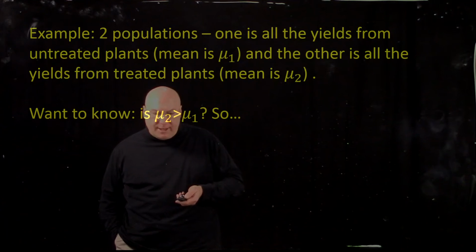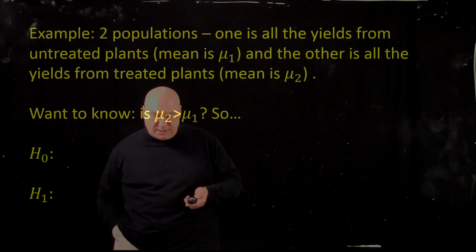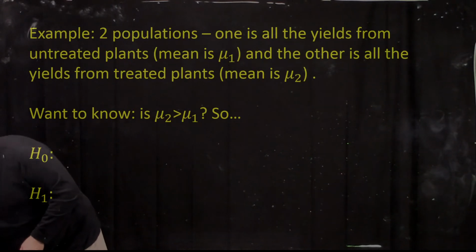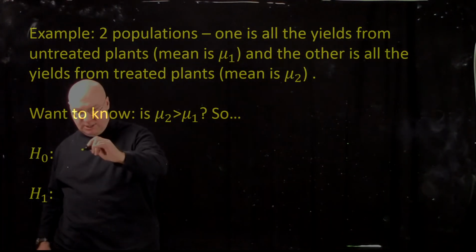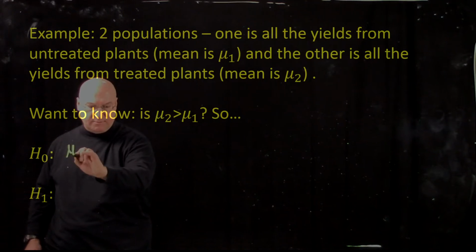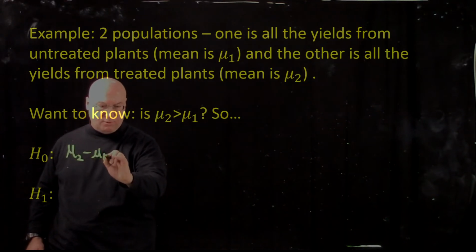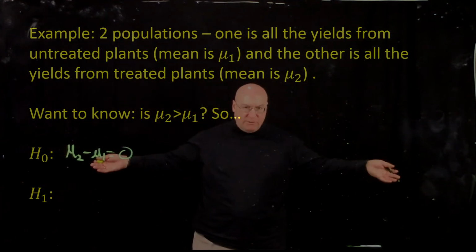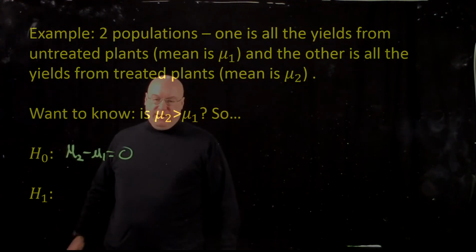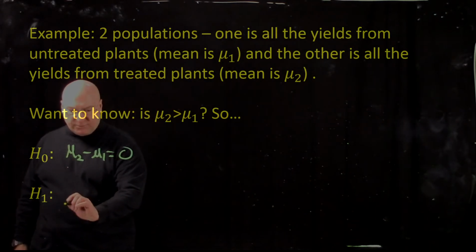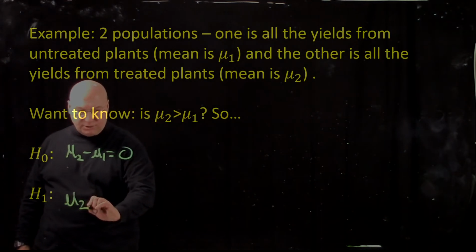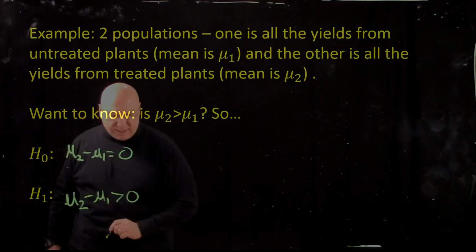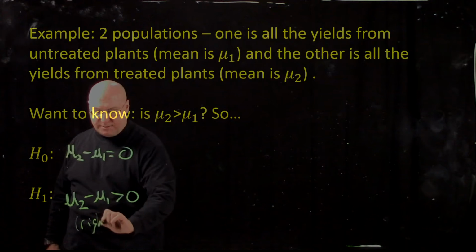All right, well, we want to know, is mu2 bigger than mu1? So what is the null hypothesis? The null hypothesis, as always, we're saying is mu2 minus mu1 equals 0, right? So the treatment had no effect. It was null. The alternative hypothesis, the one that we're hoping for, is that mu2 is greater than mu1, which means that mu2 minus mu1 must be greater than 0, so it's right-tailed.